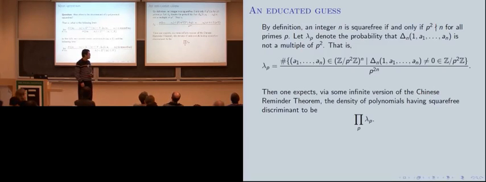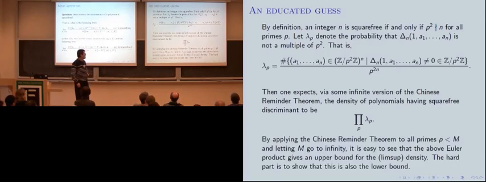What's wrong with this? There is no infinite version of the Chinese remainder theorem. You can only apply it to finitely many primes at the same time. So you can apply it to all primes less than some fixed m. You count the number of polynomials where the discriminant is square-free for all primes up to m. That's going to give you the product over all primes less than m of lambda p, and then you take the limit as m goes to infinity. So that immediately proves that this product is an upper bound. The hard part is to show that this is also the lower bound, and that's what I'm going to be spending the rest of this talk on, proving this lower bound.